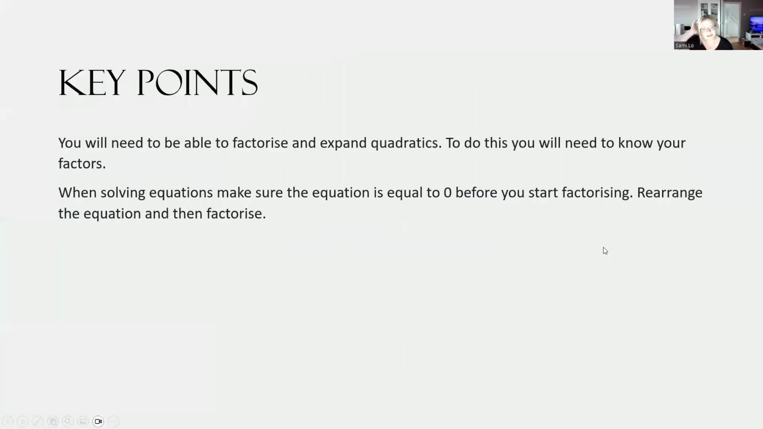So key points, obviously, that we need to know: we have to know our factors at this point. If you don't know your factors, that's going to stop you from going very far on this. The other thing you need to remember is that when you're solving an equation, you want it to equal 0 before you start factorizing. Some people try to factorize first, and then they have to restart because it's not equaling 0. So you're going to have a problem there.